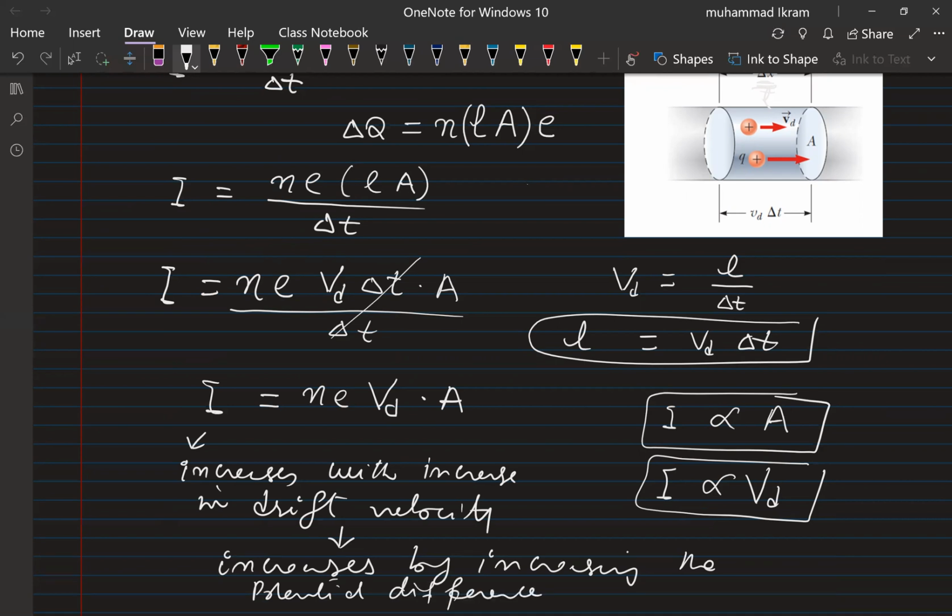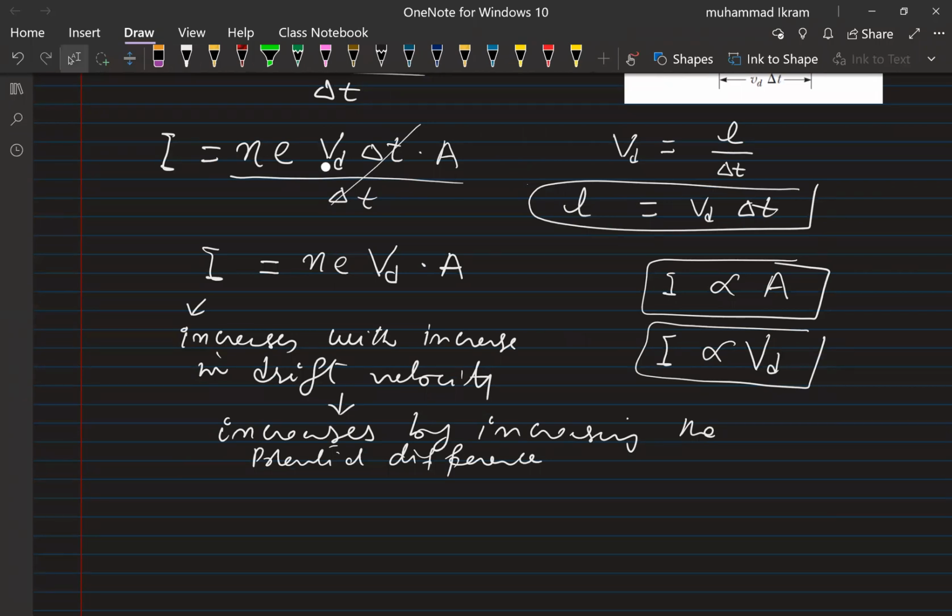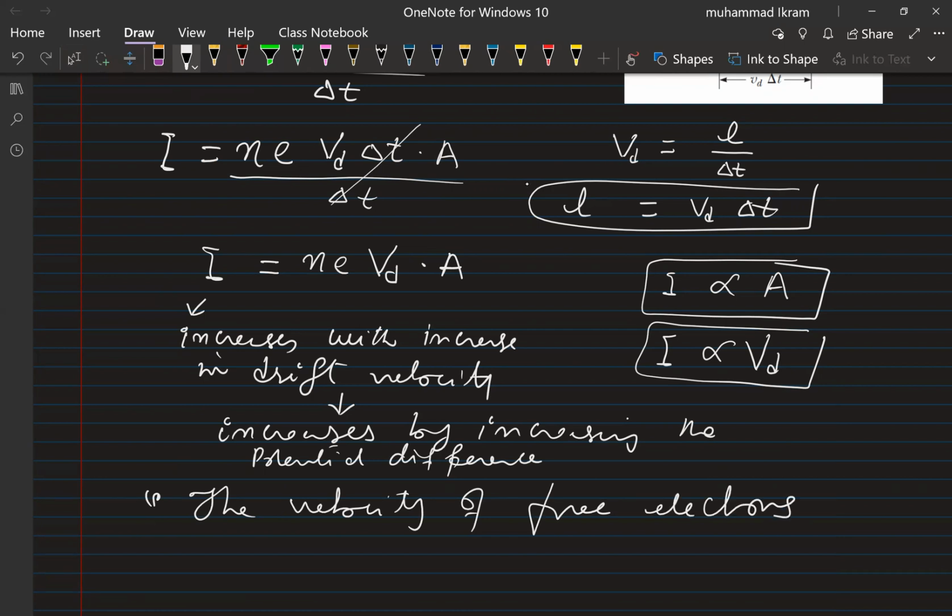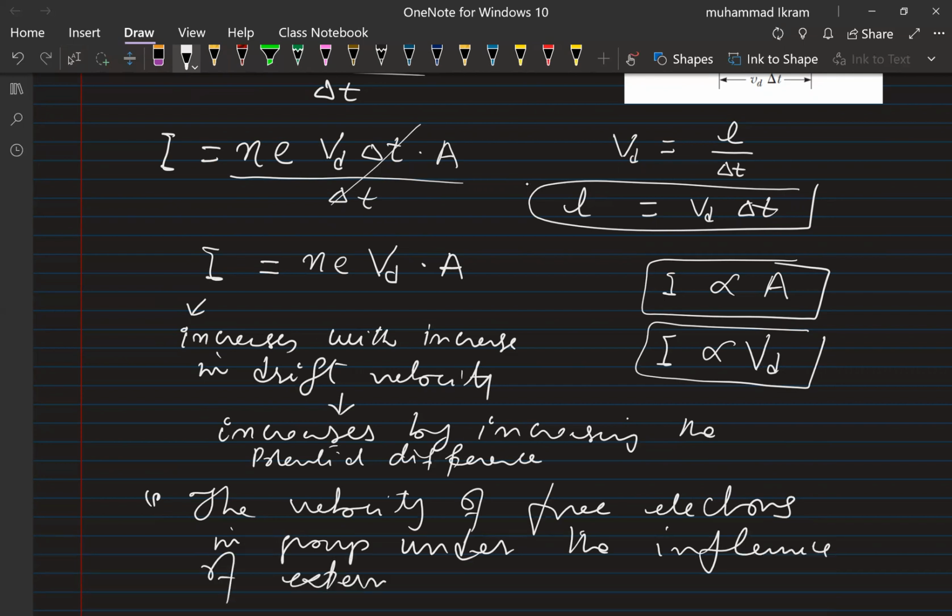So current always depends on the drift velocity of the free electrons. The greater the drift velocity, the greater will be the current, right? So drift velocity is in fact the velocity of free electrons in a conductor under the influence of an external electric field.